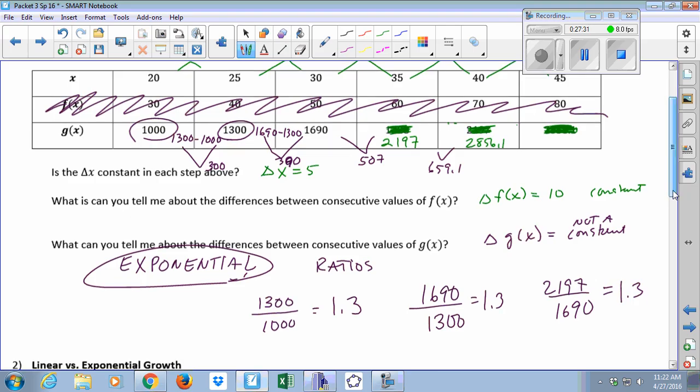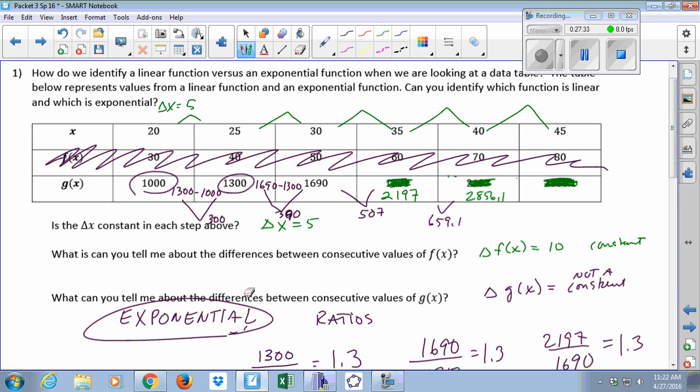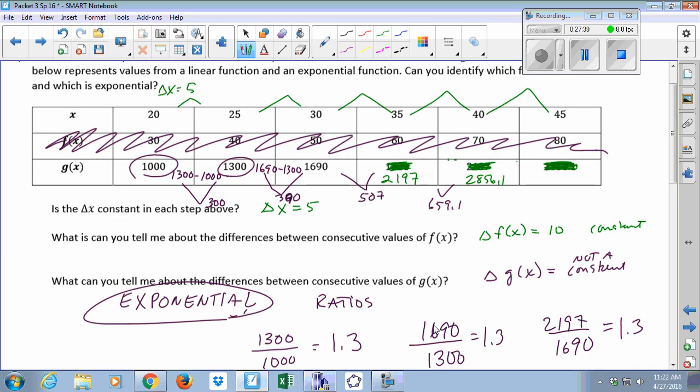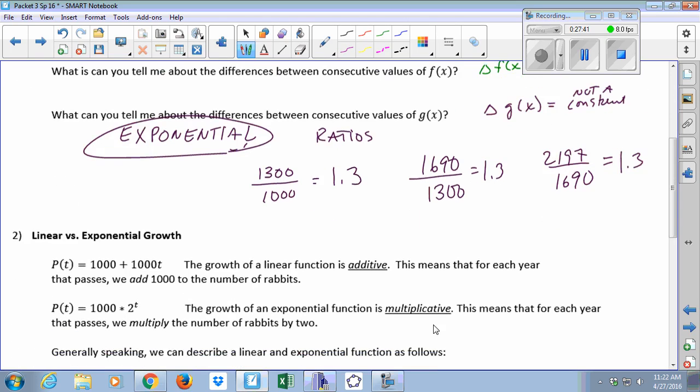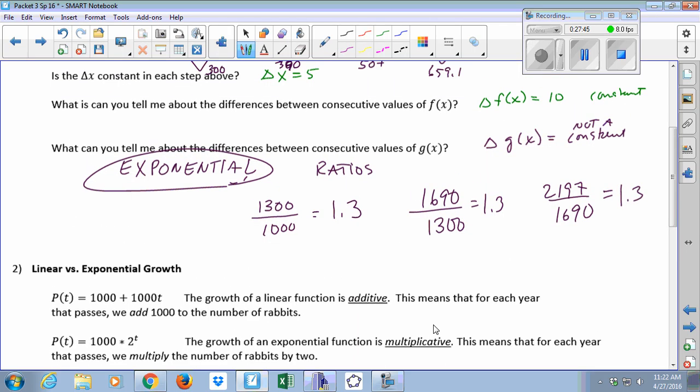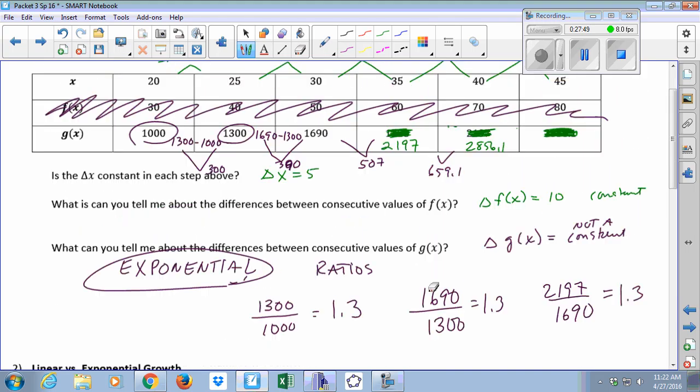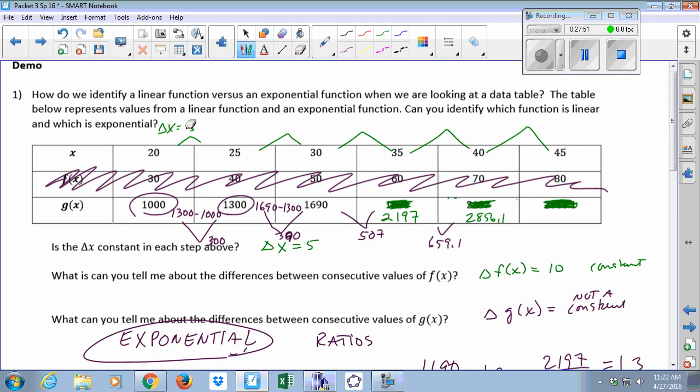All right, so these consecutive differences are not constant, but consecutive ratios are. So this is going to be an exponential function. No, it's not percent, because this is not a change in x of 1. If it was a unit increase, Mahendra, then it would be growing at the rate of 30%.